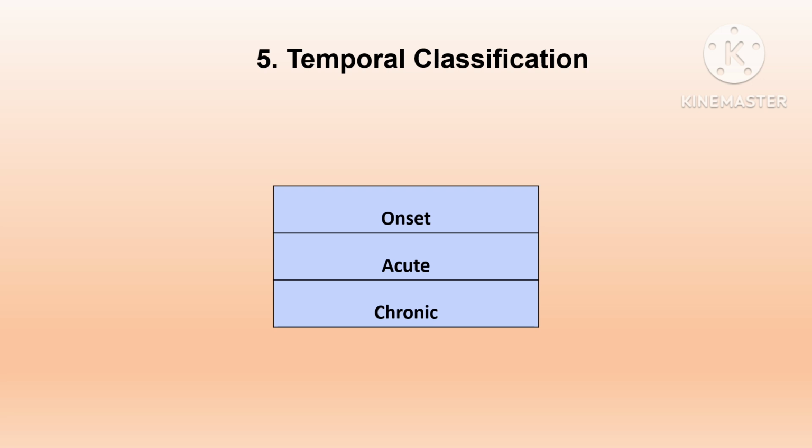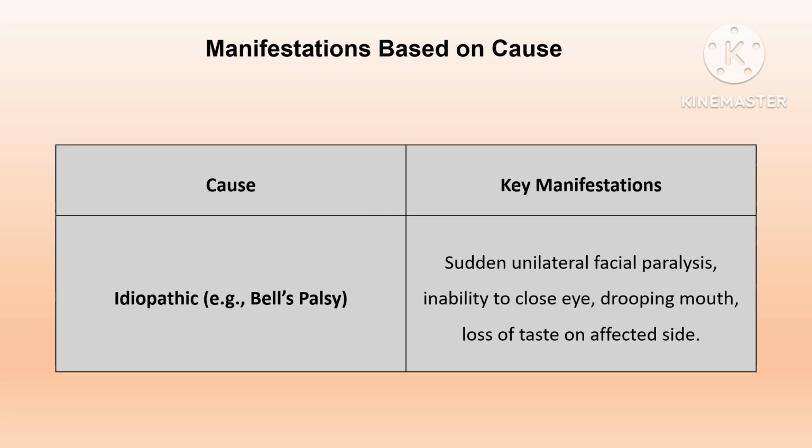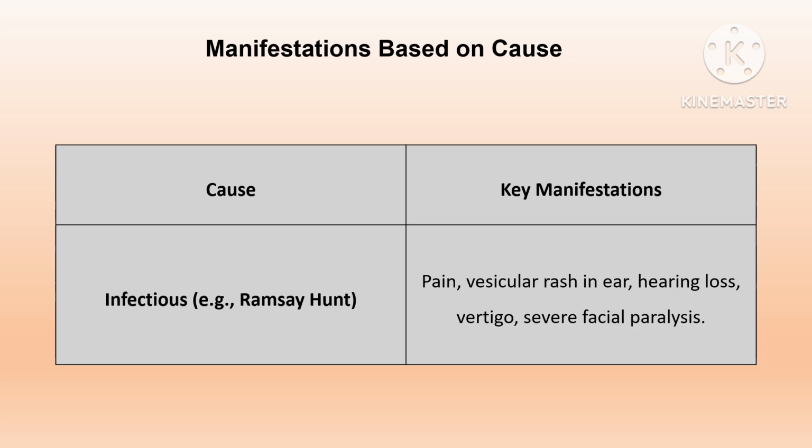Not all facial nerve disorders have the same manifestations. The symptoms depend on factors such as cause, location, and severity of nerve damage. In case of Bell's palsy, sudden facial weakness or paralysis, drooping of the face, and loss of taste on one side occur. In case of Ramsay Hunt syndrome, facial weakness with a rash around the ear, pain, hearing loss, and vertigo is found.